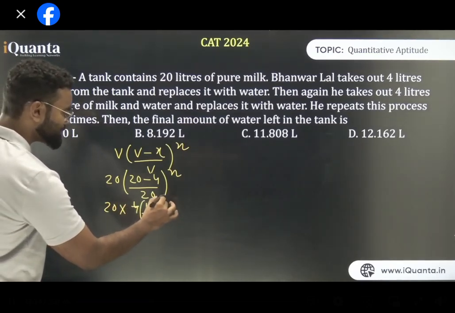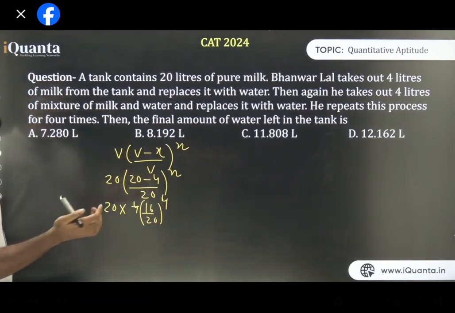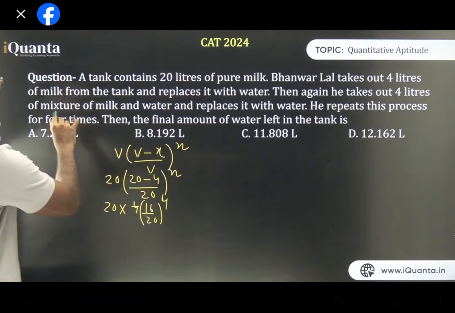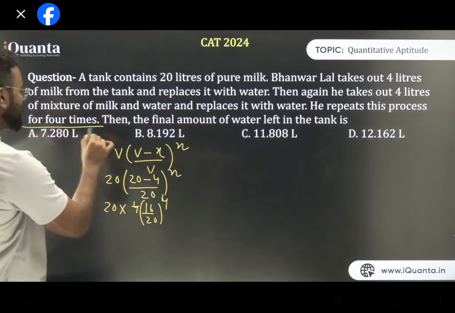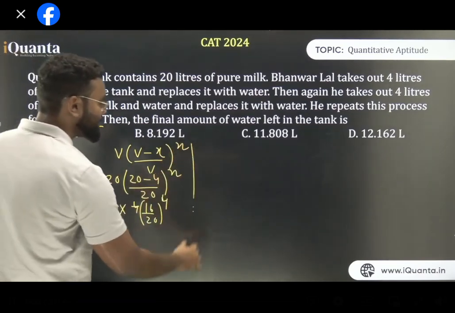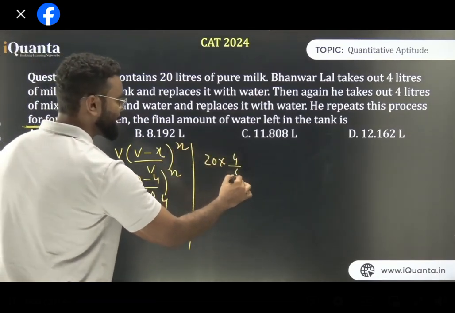N is basically 4 because of how many times it is replacing. It's replacing 4 times. If you take from the tank and replace it with water, here it takes again 4 liters of mixture of milk and water, and replaces this. He repeats this process 4 times. So if this is for 4 times, it is to the power 4. So your answer is nothing but 20 into (4 upon 5) to the power 4.